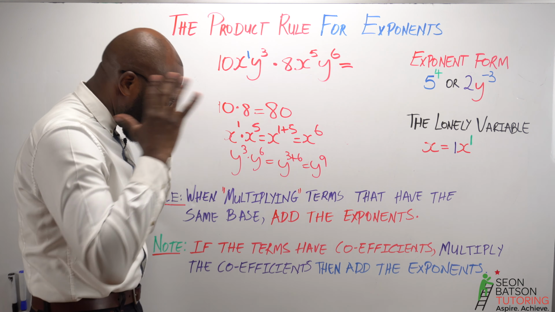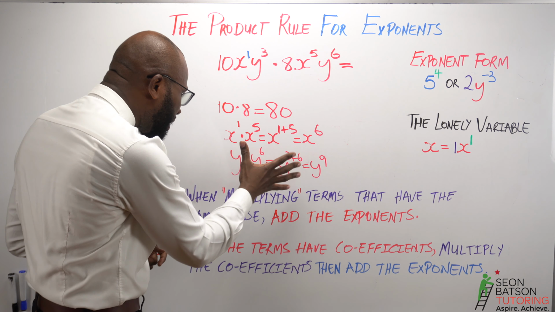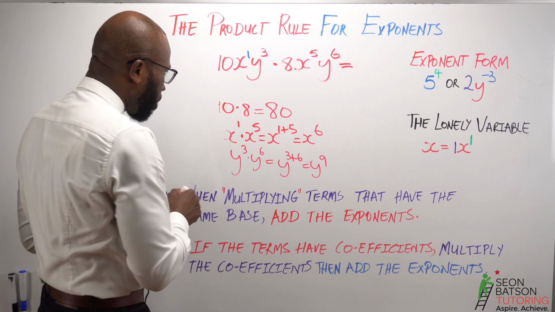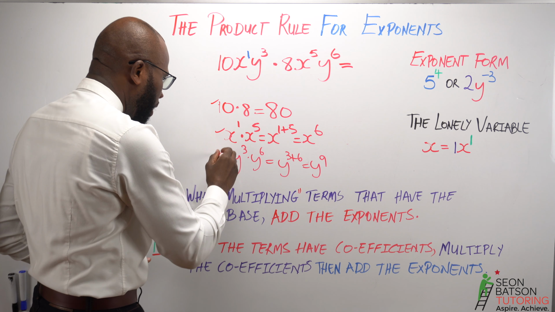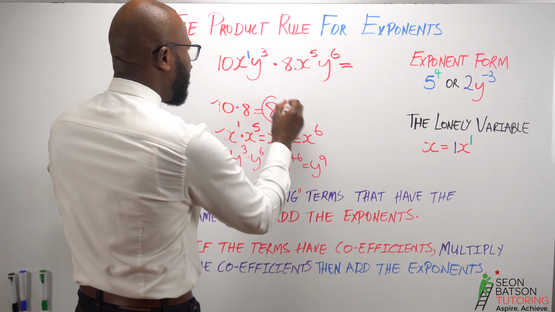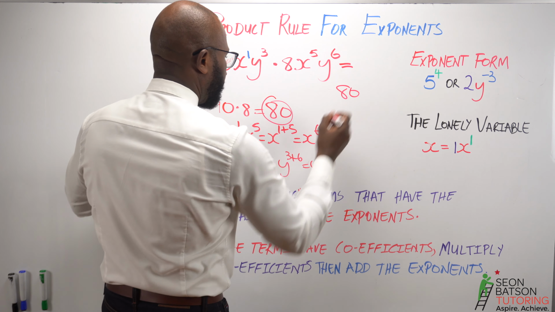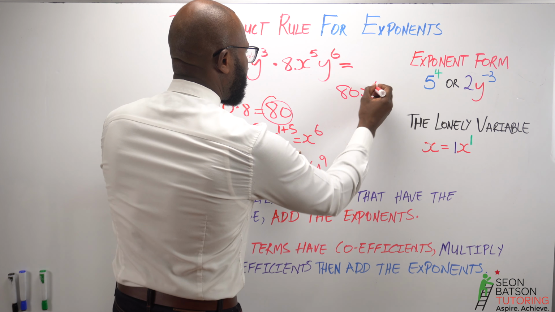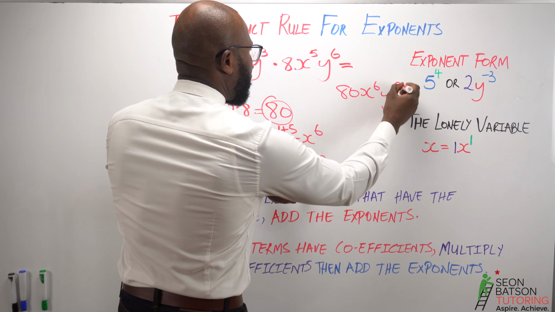So it's always simple and easier to go one step at a time, work with your coefficients, then work with one group of variable at a time, yes? So after we're done, we have 80 x to the 6th power, y to the 9th power.